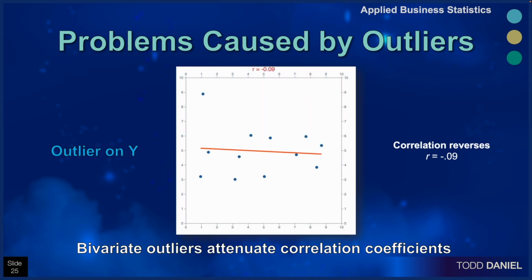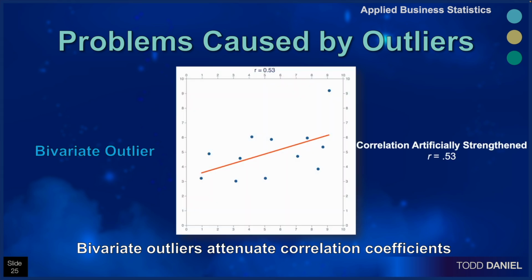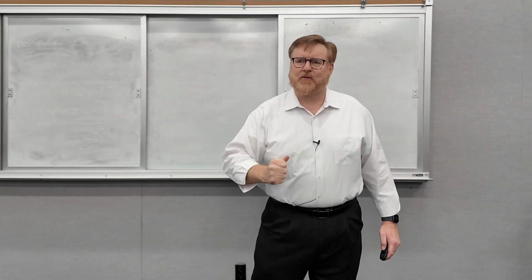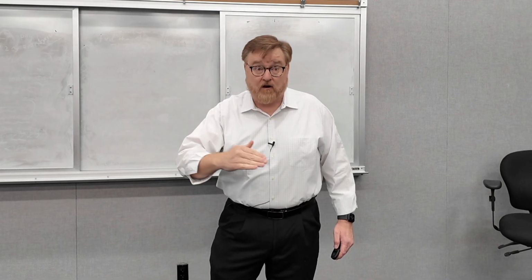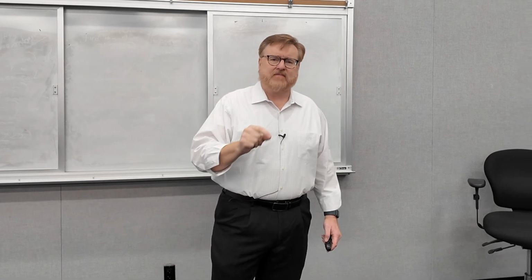If I have an outlier in the upper left on the y-axis, I could actually reverse the relationship. So instead of being a positive 0.36, it becomes a negative 0.09. And if that outlier is both an X and Y outlier, here we see that in the upper right corner, now I have artificially strengthened the relationship, which again is distorting the population parameter estimates. I say there's a relationship of a 0.53. No, there's a relationship of a 0.36. I have distorted or artificially strengthened that correlation because of that outlier.